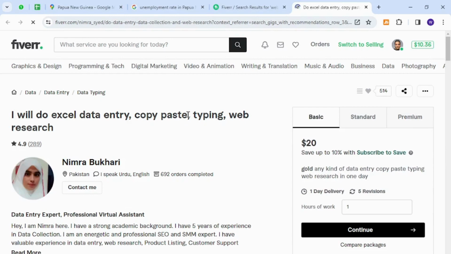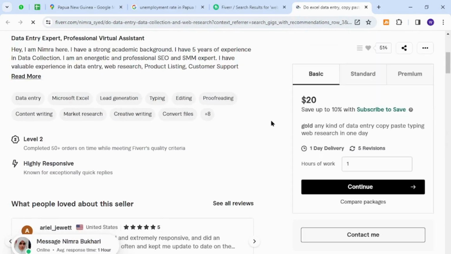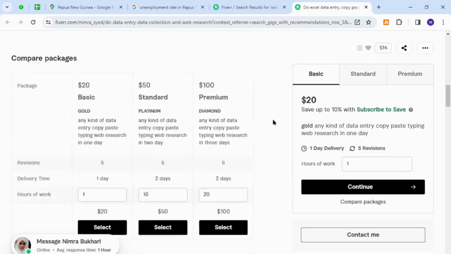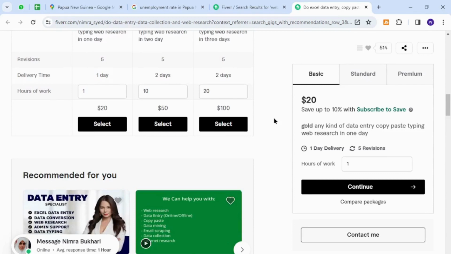Now, the skill I would like to show you is regarding the copy paste, data entry, and web research. And these skills are very easy to get started. So, the people of Papua New Guinea can provide these services because it does not require any technical knowledge or expertise.